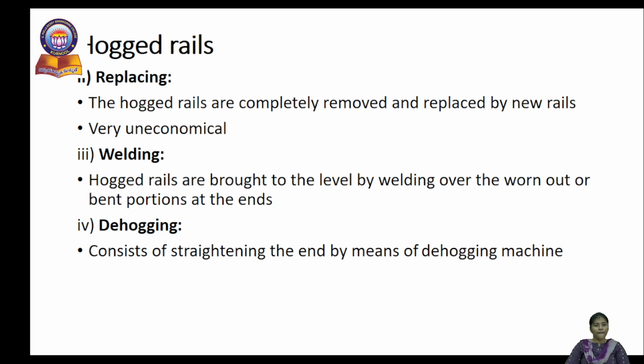So the next remedial measure for hogging is replacing. You can completely replace the hogged rail with a new one, and it is a very uneconomical method. Next is welding. You can do welding in the field, and you can straighten the hogged portion, and you can again connect the rail sections. Next is dehogging. It consists of straightening the end by means of a dehogging machine.